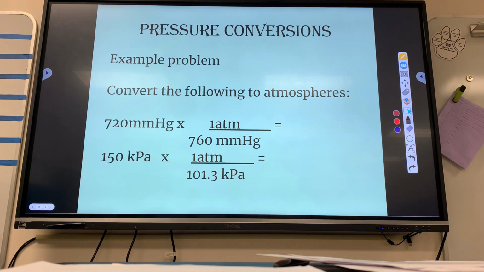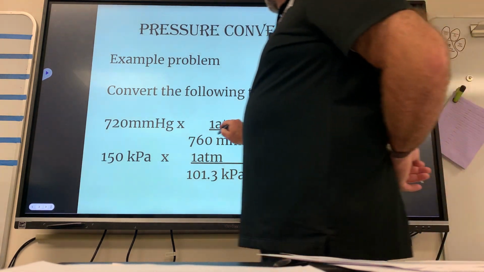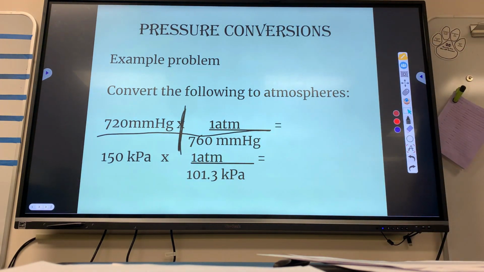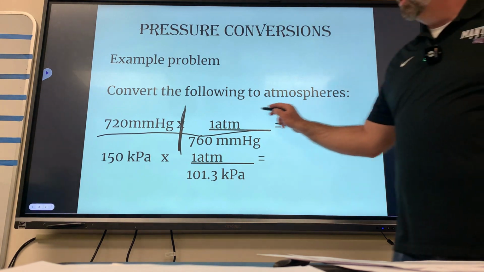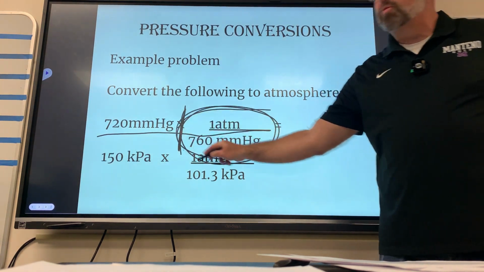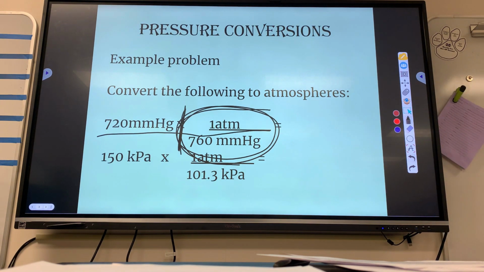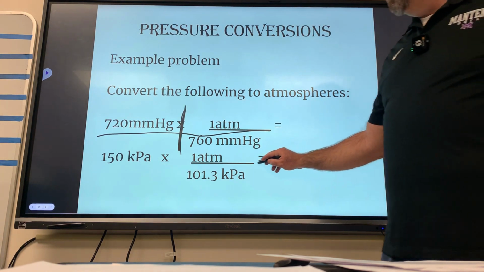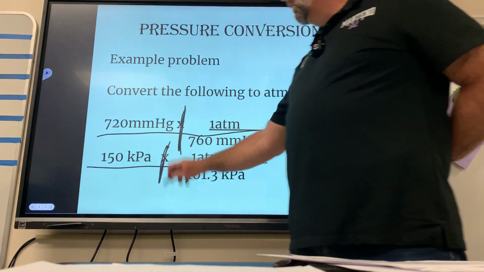Okay, so this doesn't look like a T-chart here, but it is a T-chart. If you imagine this as a line like this and like this, all of a sudden this starts looking like a T-chart. If we had to convert to atmospheres, start with our 720 millimeters of mercury and then use our conversion factor inside a T-chart, and this comes right from those equivalences that you just wrote down several seconds ago. The next problem is the same thing, just instead of starting with millimeters of mercury, you start with kilopascals, and it works the exact same way.